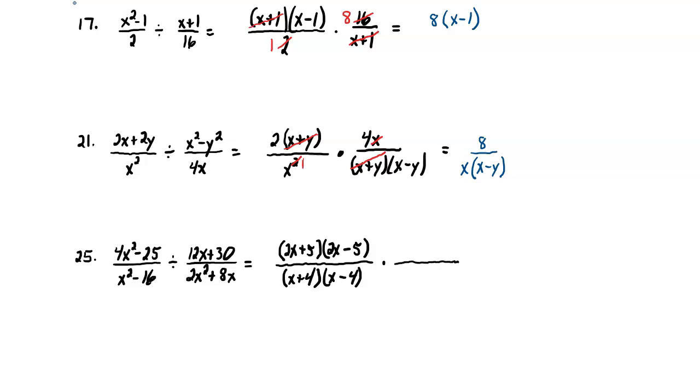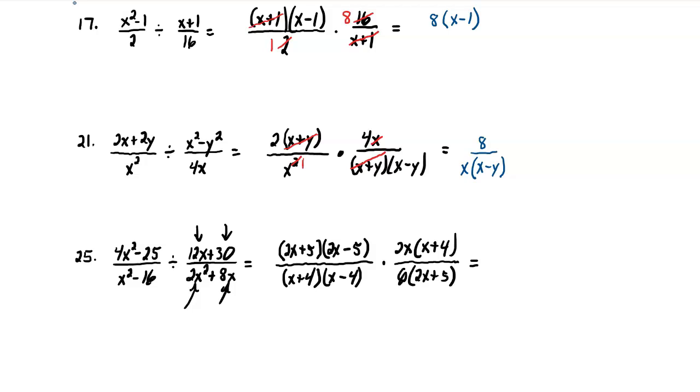Remember that you're doing the reciprocal of the second fraction, so flip it upside down and factor it. The GCF is 2x. 2x times x makes that 2x squared, and 2x times a 4 makes this 8x. Now let's do the bottom. We're looking up here. The 12x and the 30. The GCF is 6. 6 times 2x is 12x, and 6 times 5 is 30.